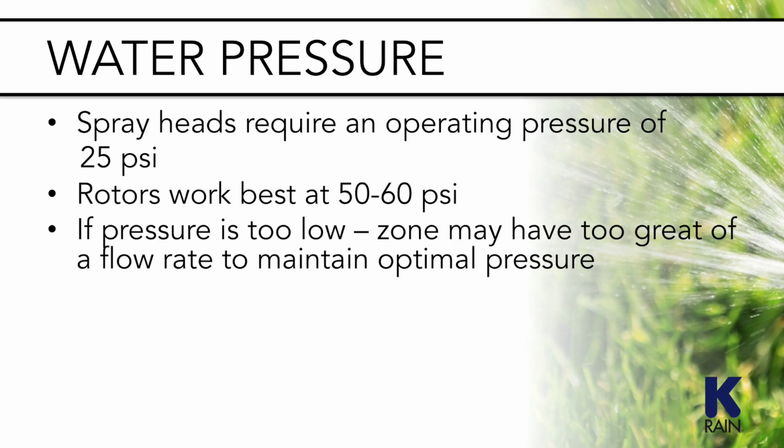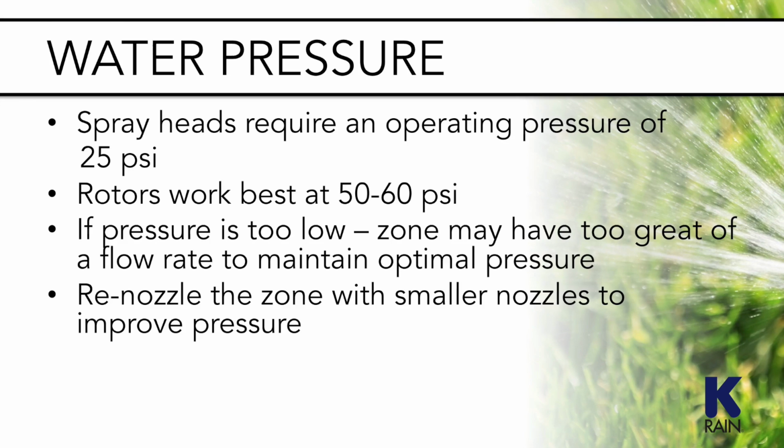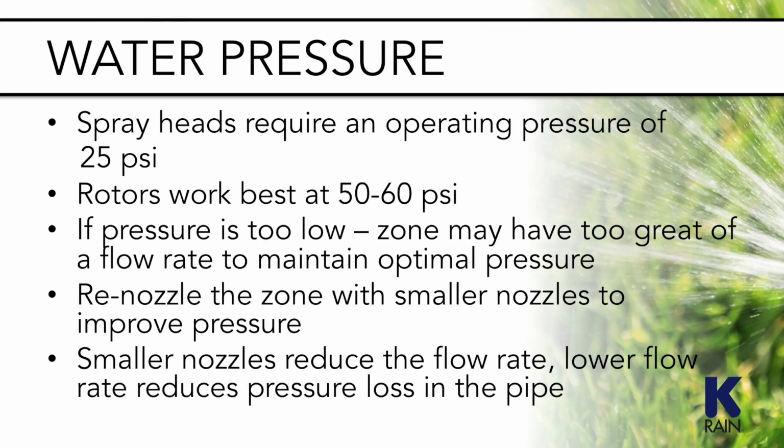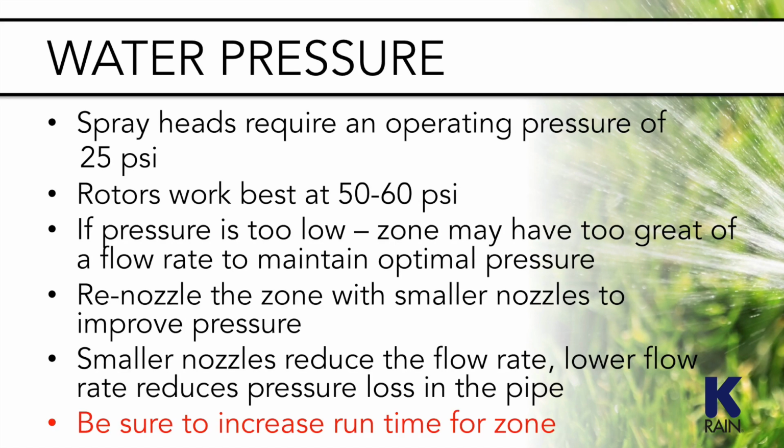If the pressure is too low on a single zone in a system, the zone might have too great a flow rate to maintain optimal water pressure. You can re-nozzle the zone with smaller nozzles to improve pressure. The smaller nozzles reduce the flow rate, and the lower flow rate reduces the pressure loss in the pipe. This is what increases the pressure available at the sprinkler heads. If you change the nozzles, be sure to increase the runtime for that zone to account for the new precipitation rate.